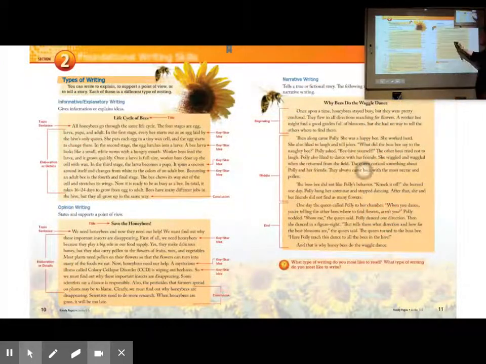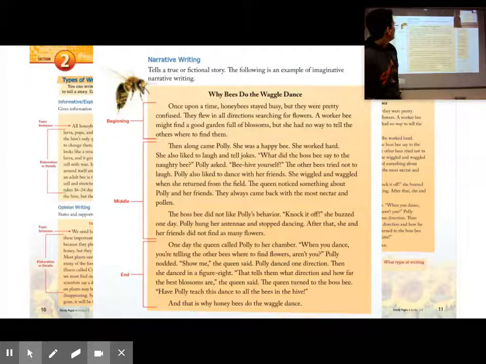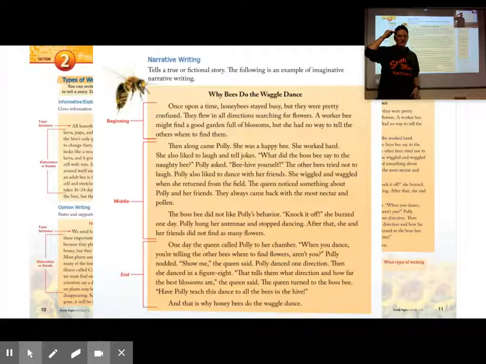Next, let's look at narrative writing. Okay? Narrative tells a true or a fictional story. The following example is an example of imaginative narrative writing. So this person really used their imagination to come up with this piece of writing.